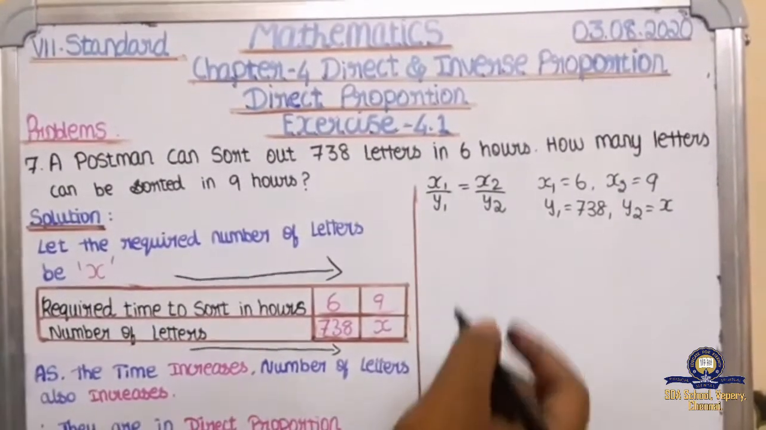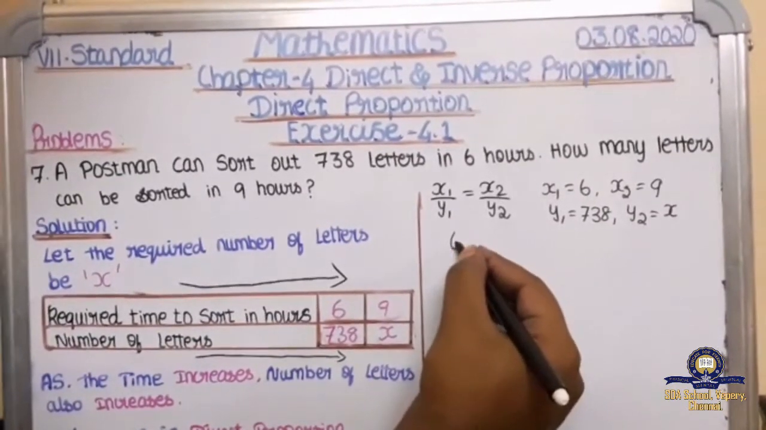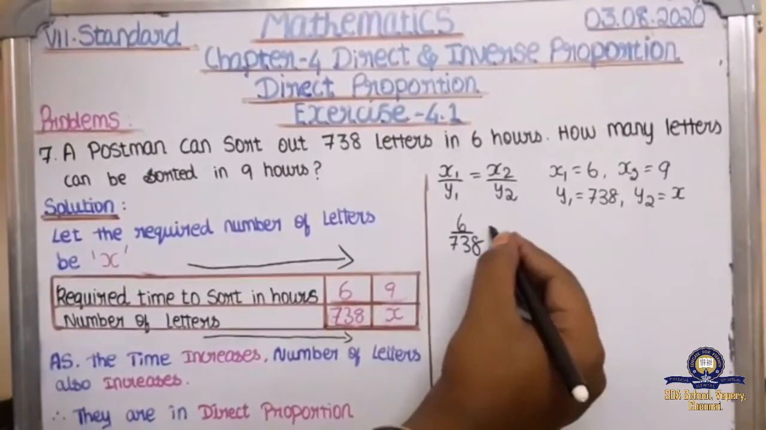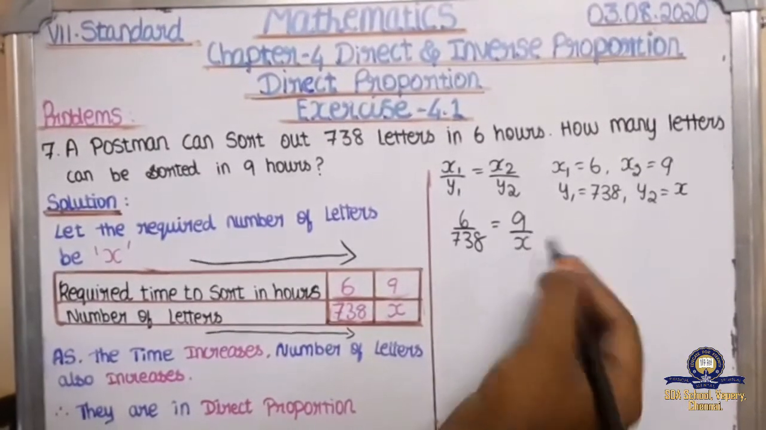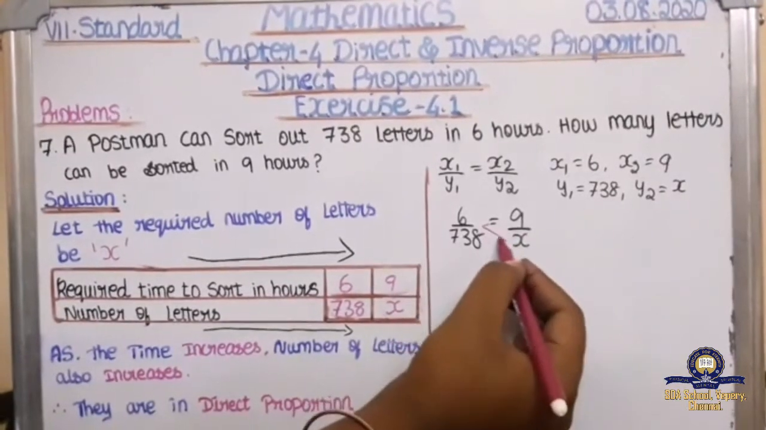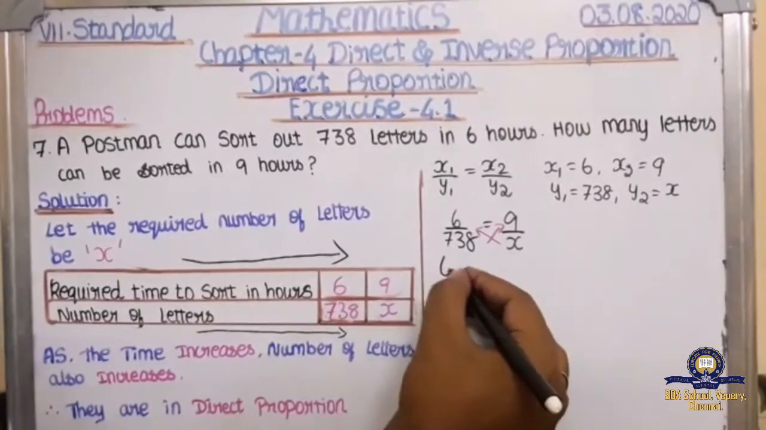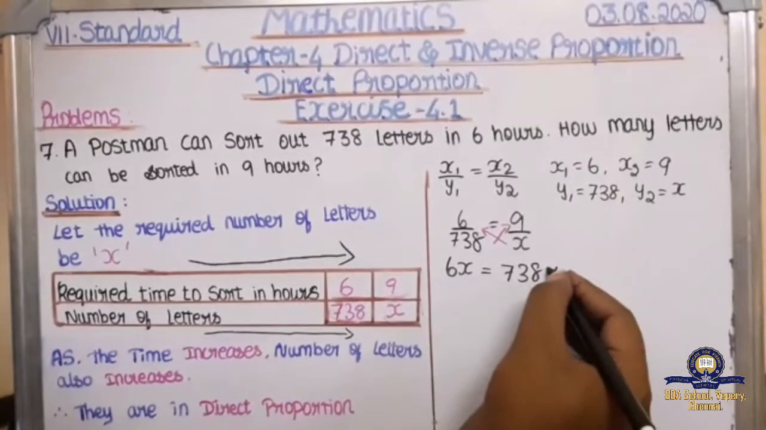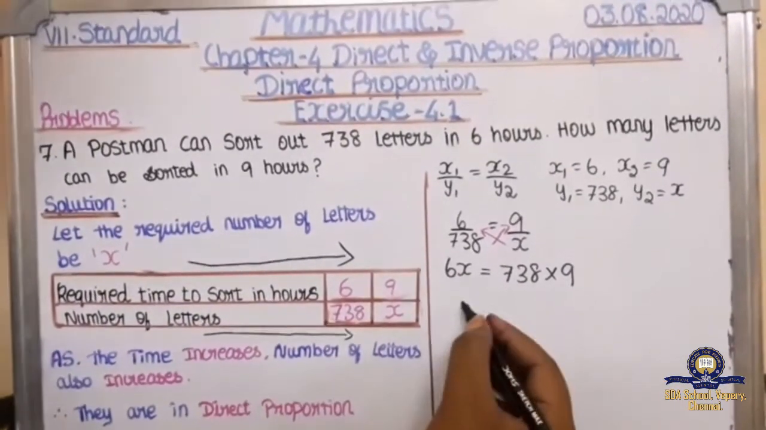So here, now we substitute the value in this. What is the x1? 6. And what is the y1? 738. What is the x2? 9. What is the y2? We didn't know. It is noted as x. Now we need to do the cross multiplication. Therefore, 6 into x, 6x is equal to 738 into 9. Now we need to find the unknown variable of x.